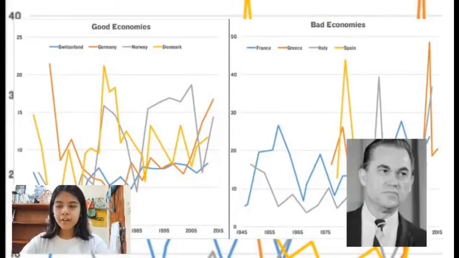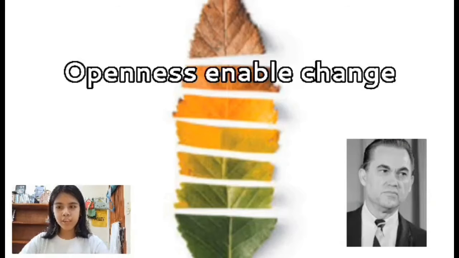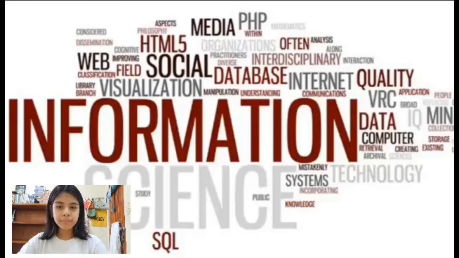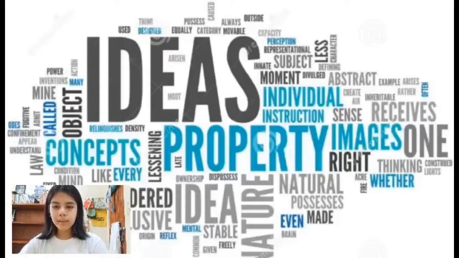Other important trends are closely related to globalization and political instability. According to Arthur Bremer, openness enables change. Change is an essential ingredient in growth and prosperity, and only the free exchange of information, values, and ideas makes it possible. This can only happen with the continuous removal of barriers to the flow of international tourism and hospitality education and training.